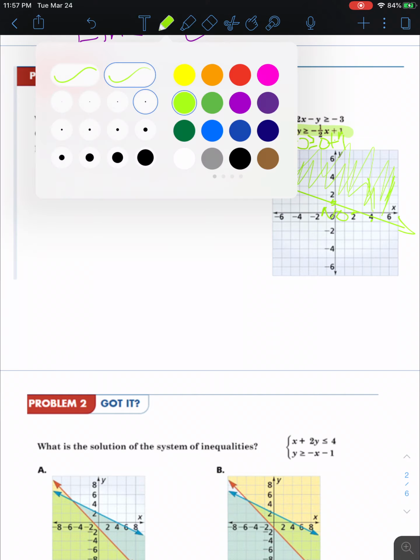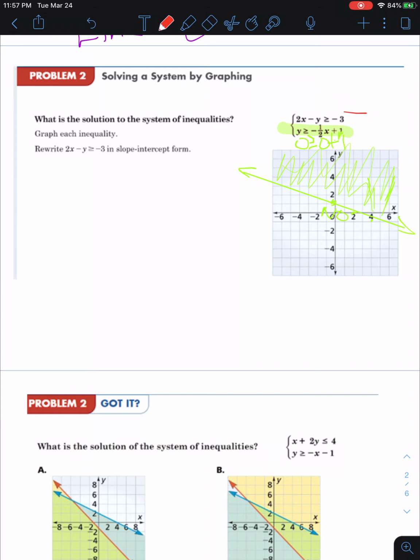Okay, I don't really like that, so let's pick a darker color. We'll go with red for this line, and I'm going to subtract 2x from both sides, and that will give me negative y greater than or equal to negative 2x minus 3. Then I've got to get rid of this negative sign, so when I divide by negative 1, what's going to happen to that inequality? If you're saying it's going to get flipped, you're absolutely right. It's going to be y is less than or equal to 2x plus 3.